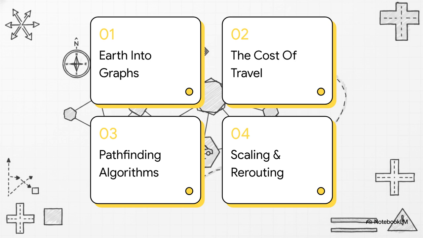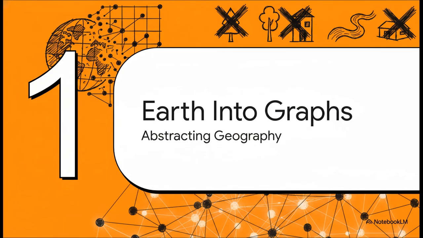Here's a quick look at our itinerary for today. First, turning Earth into graphs. Then the cost of travel. Pathfinding algorithms at work. And finally, scaling up and rerouting. Okay, let's jump right into part 1, turning Earth into graphs.